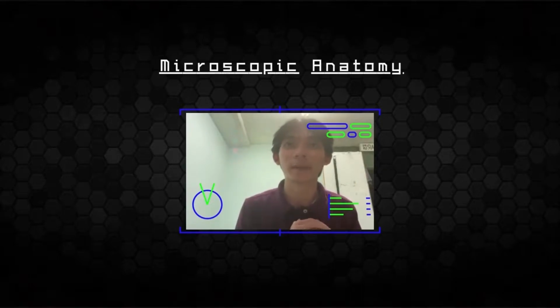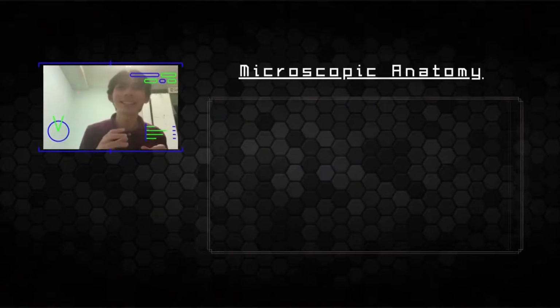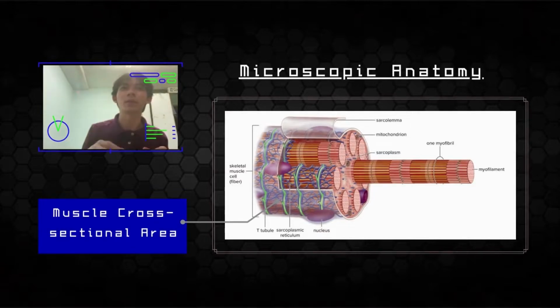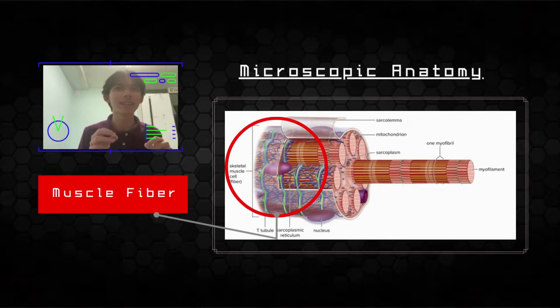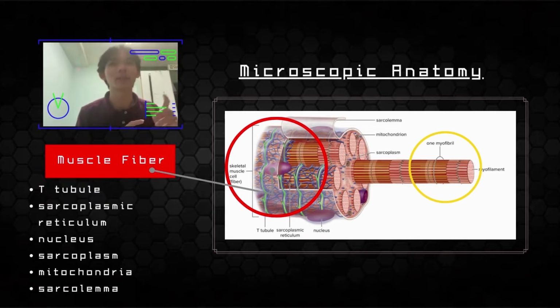So, for the microscopic anatomy, as you can see here, this is the microscopic anatomy of the muscle fibers, or a cross-sectional area of our muscle. From the diagram here, you can see that the muscle contains a bundle of muscle fibers, and each of these bundle fibers contains myofibrils. So from this diagram, the largest cylinder is the muscle fiber, while the smaller cylinder is the myofibril. The muscle fibers consist of T-tubule, sarcoplasmic reticulum, nucleus, sarcoplasm, mitochondria, and also sarcolemma.